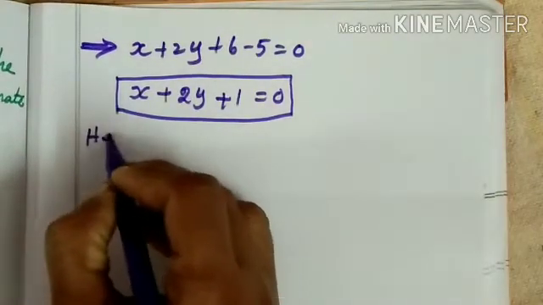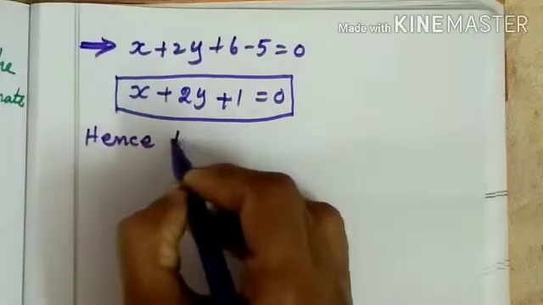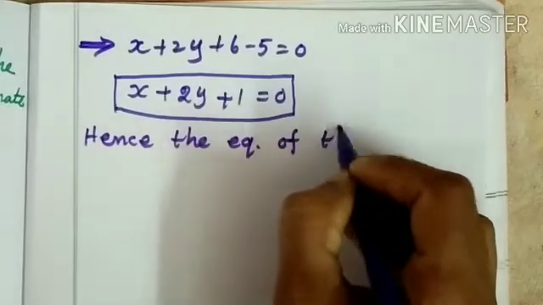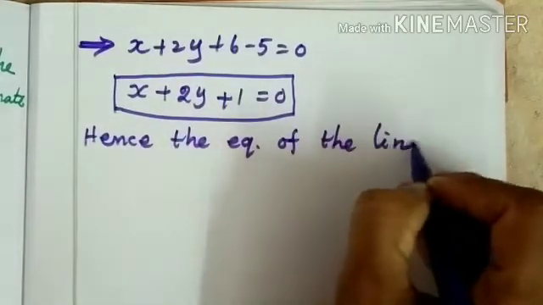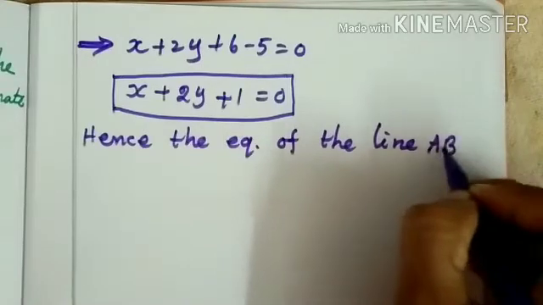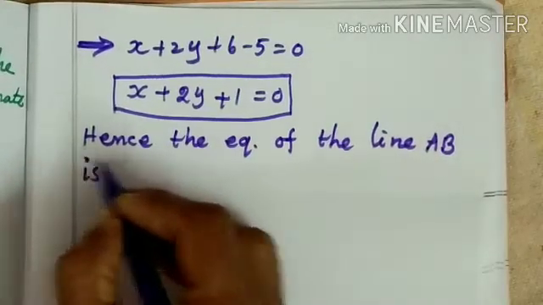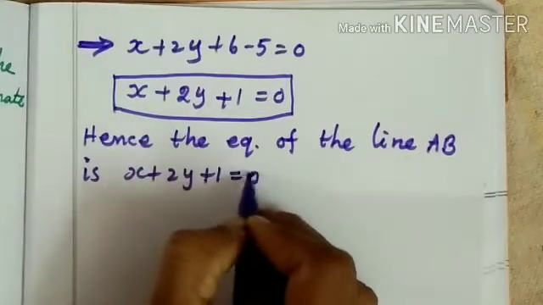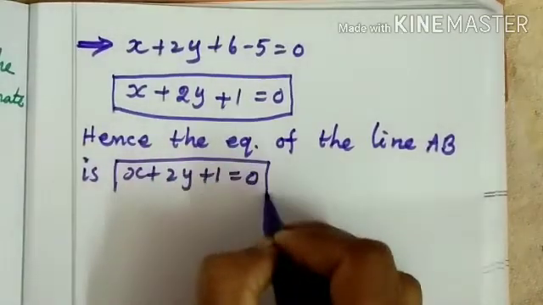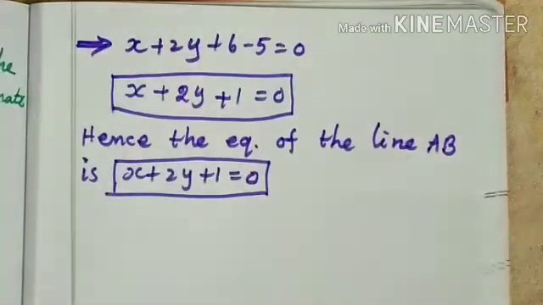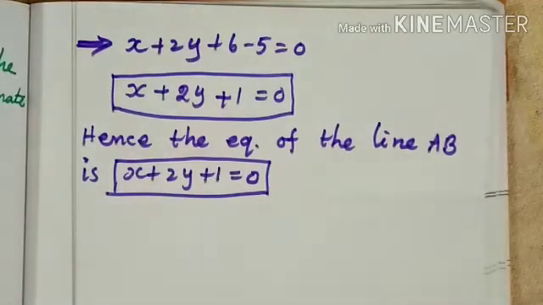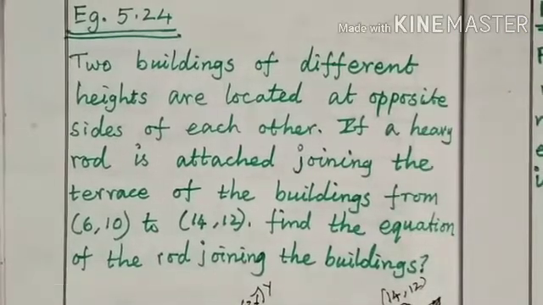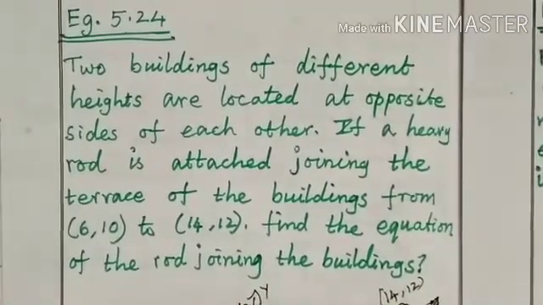Hence the equation of the line AB is x plus 2y plus 1 is equal to 0. This is the answer for this question. Now we move on to the next example. Let us see example 5.24.